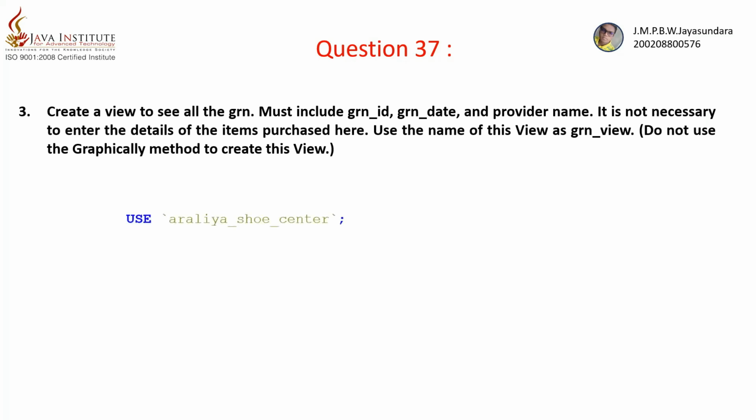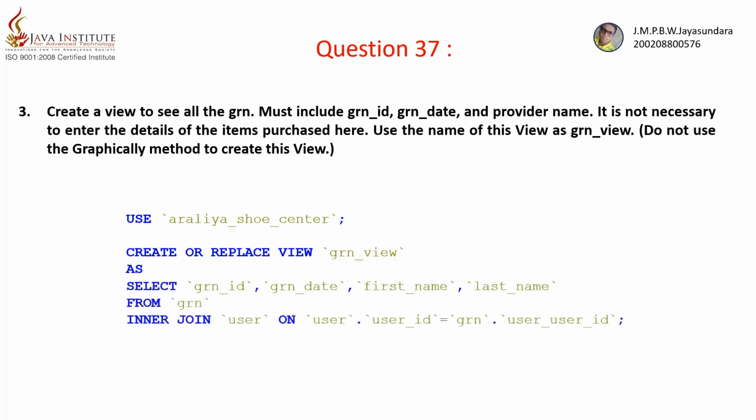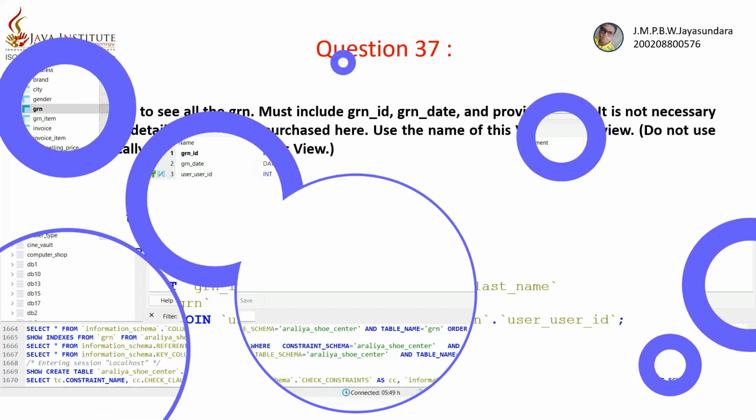So first we need to define the database. After that we have to use create or replace keywords and then insert the view name. Here the view name is grn view. Then we can use the as keyword and insert our query. Here we have said select grn id column, grn date column, first name column and last name column from grn table. And then we have joined user table using user table's user id column and grn table's user id column. So let's go and execute this in our code.